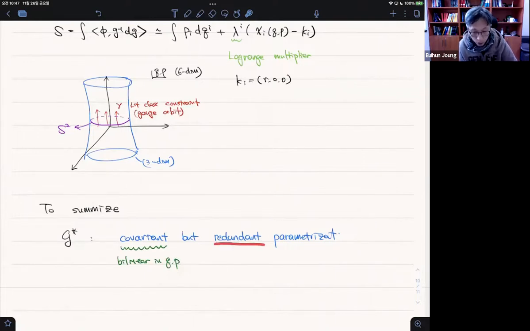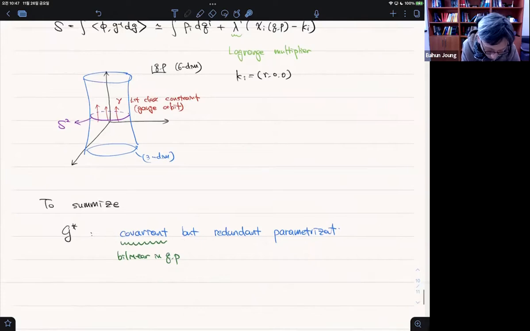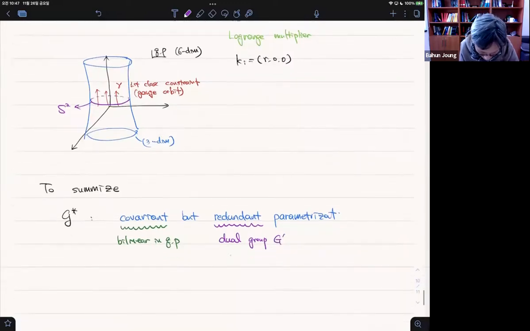Then for the redundancy, we capture it with another bilinear, which describes these redundant directions. The dual redundancy has something to do with the dual group G prime, which was Sp(2,R) in the previous example. Again, this Sp(2,R) was a bilinear realization of G star. So they have quite a symmetric form.